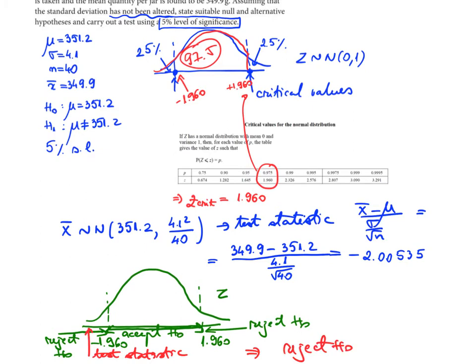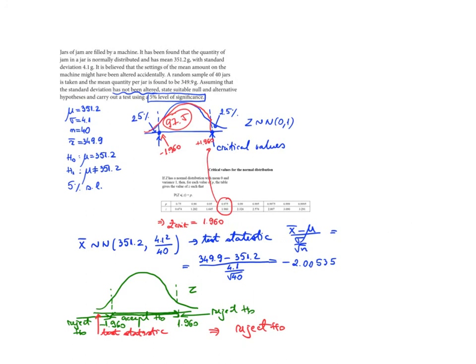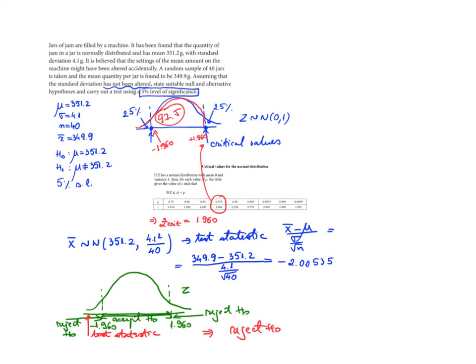So we've done all the calculations, and you have some time to reflect on them in light of the previous questions. The conclusion of this test is that we reject H0, and we need to refer back to the initial question, so that we will say that the jars of jam do not have a mean of 351.2. There is enough evidence at the 5% significance level to reject H0, therefore to claim that the jars of jam are not filled at that weight.